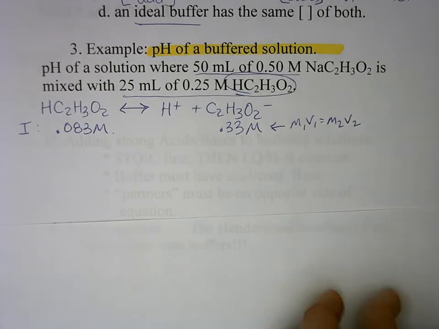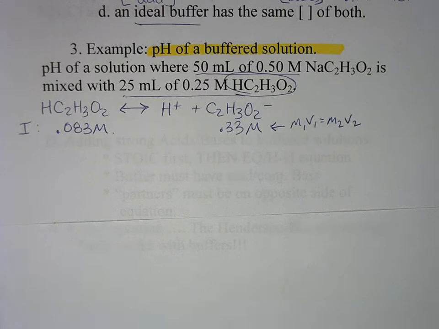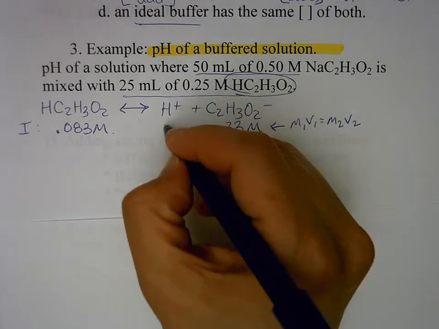So for each one of those things, I plugged in the initial molarity, the initial volume, and then divided it by the combined volume, which would be 75 milliliters, to get the molarity of those solutions. So that's where those numbers came from. Now, I didn't want to spend a ton of time on that. So then, once you set up your ice table, everything else is the same.